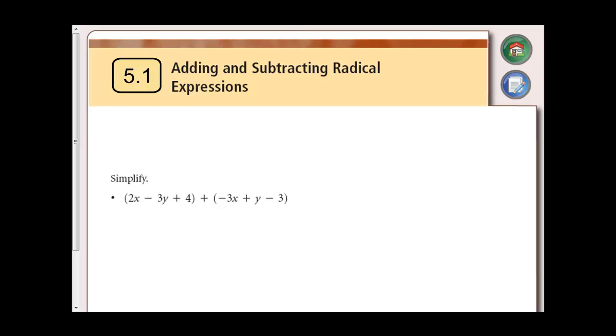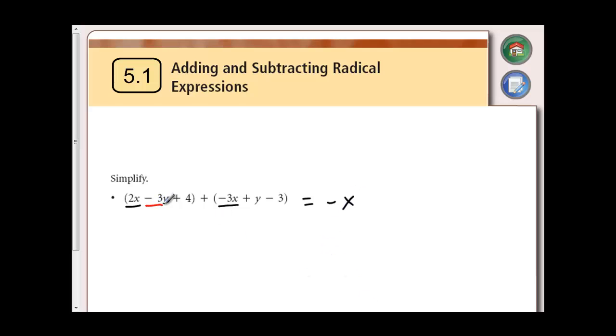Adding and subtracting rational expressions is very similar to adding and subtracting polynomials. When we add and subtract polynomials, we look for like terms. So our first term here is 2x. We want to put that together with any of the other x terms in the equation. So in this case, negative 3x. Now we know that positive 2 and negative 3 is going to give us negative x.